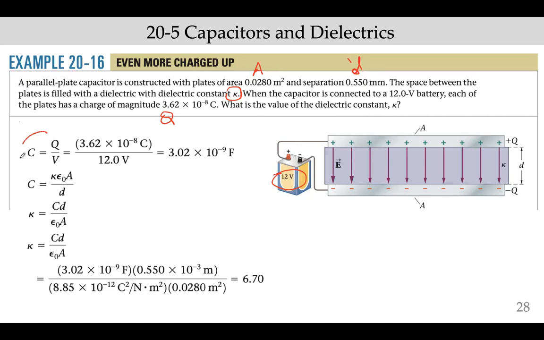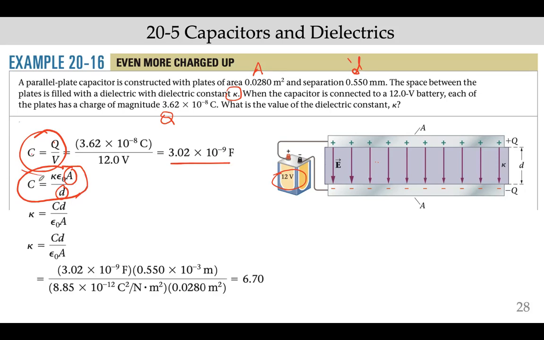First, we use this formula, Q equals CV. From here, we find the capacitance. Now remember, there are two formulas for capacitance. One of them relates the capacitance, Q, and the voltage. The other one relates the capacitance to the properties of the capacitor, for example, kappa, the dielectric constant of the material that's put in between the plates, the area of the plates, and the distance between the plates. So now we move to this one.